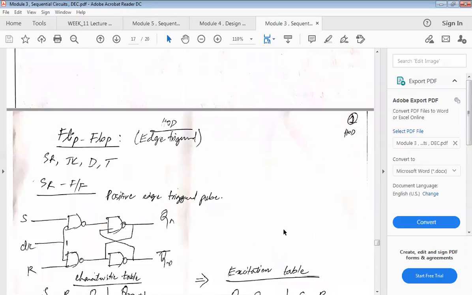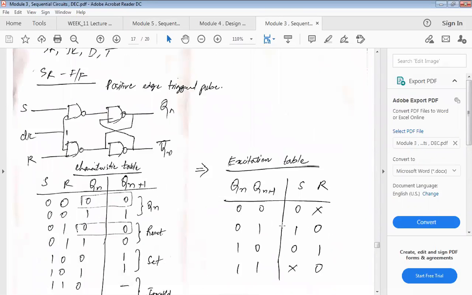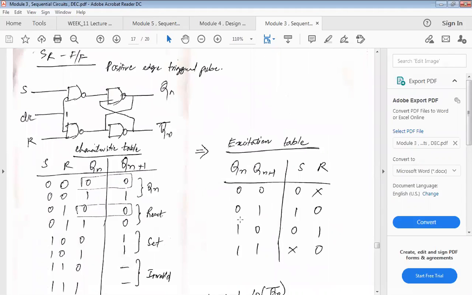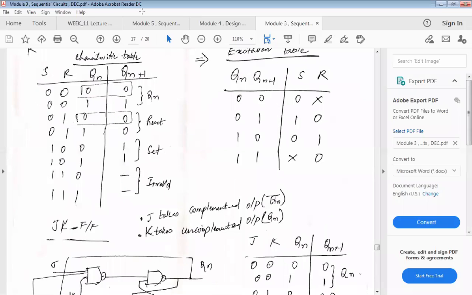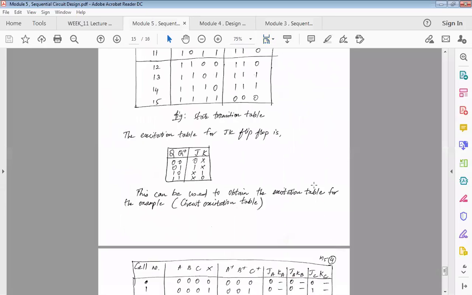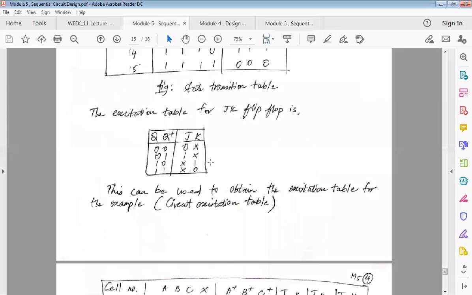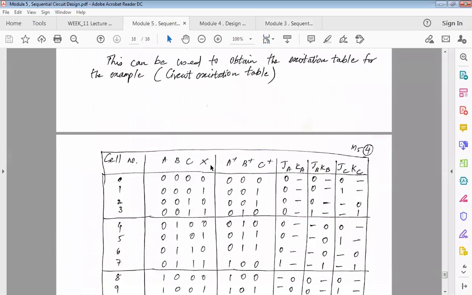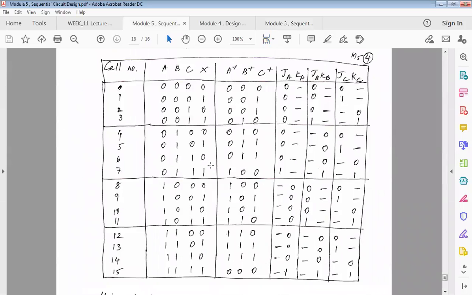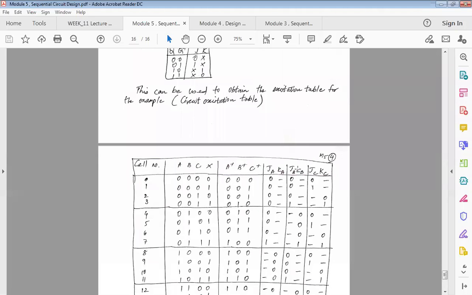Wherein I had explained about the circuit and the characteristic table and the excitation table. So this is how you get it, right? Okay. So once you have the excitation table, then you have to map things. When I say map things, let me make it a little small, so it becomes easy for you to understand.